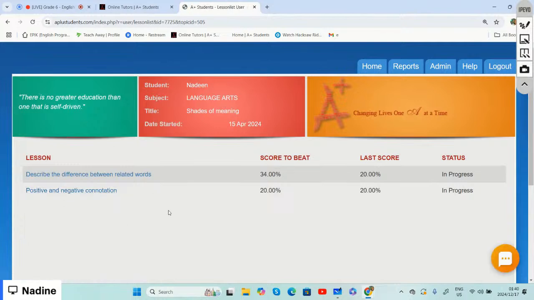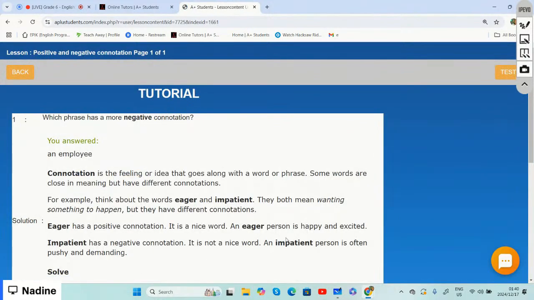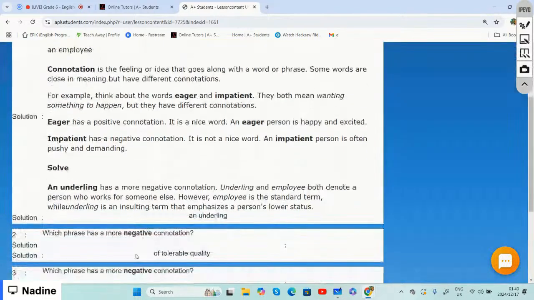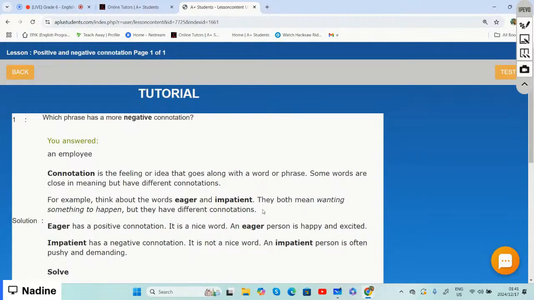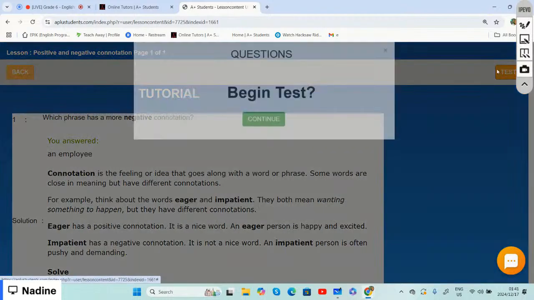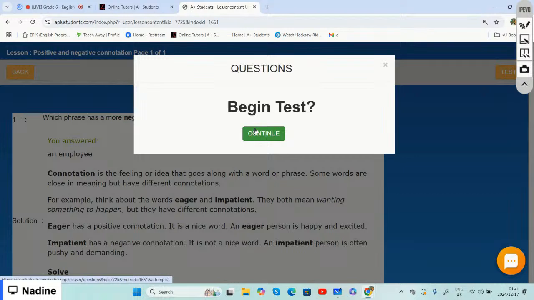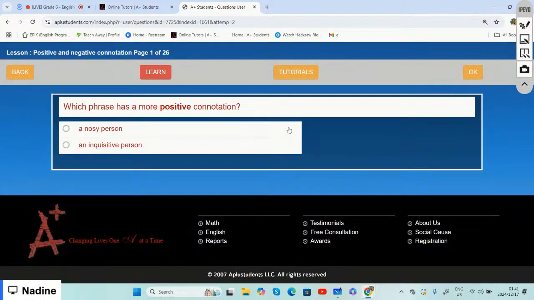All right, so that was describing the differences between related words, right? Now we're going to say which words are positive connotations or negative connotations. And we made examples of eager and impatient. Both of them is wanting something to happen, but one of it is in a negative way, not so nice way, and one of it is in a positive way, which is a nice way, right? So now let's go to our test where we're going to identify positive and negative connotations.